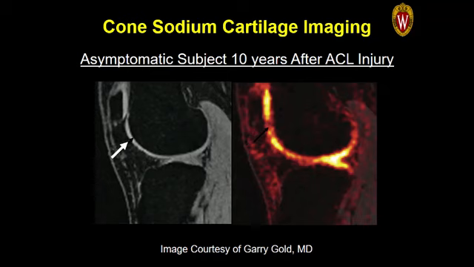This slide shows applications of this cone sodium imaging in an asymptomatic subject 10 years after anterior cruciate ligament injury. Note on the morphologic spoiled gradient recall echo scan on the left, there is normal appearing cartilage on the femoral trochlea. However, on the sodium image on the right, note the focal area of decreased sodium concentration correlating with areas of proteoglycan loss due to early cartilage degeneration due to prior knee trauma.